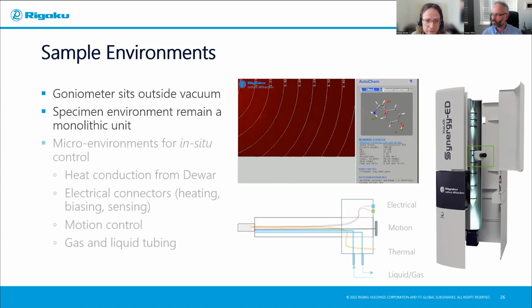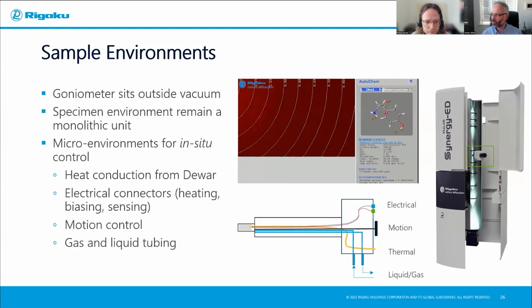So anyway, the fact that the sample always will remain on the holder as a monolithic unit means that you can put a lot of smarts into those holders, like cooling the sample from a dewar that's mounted here, like having electrical connection for heating to high temperatures, motion control. You can have tubings for gas and liquids that you can introduce into some sort of microenvironments here. I'll just talk a brief little bit later on about this.